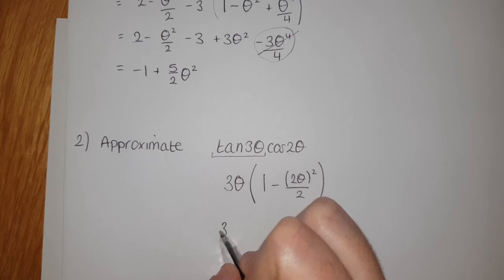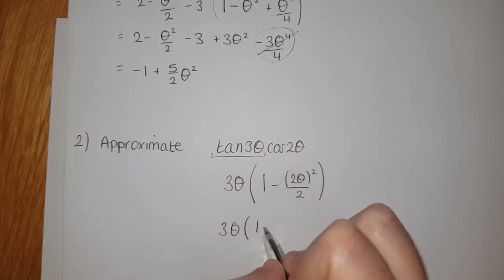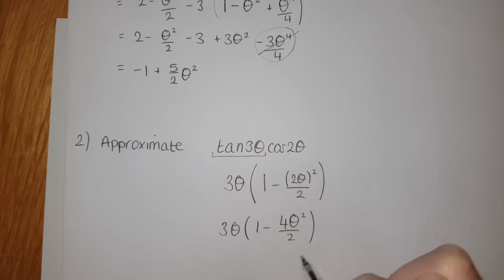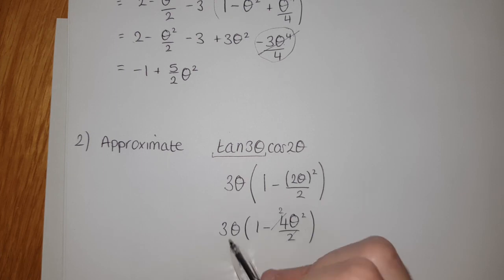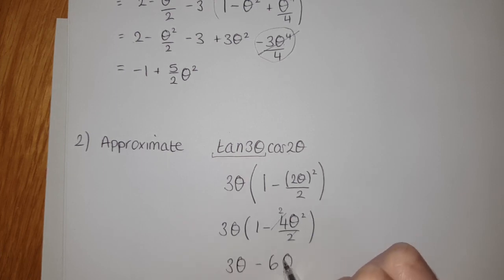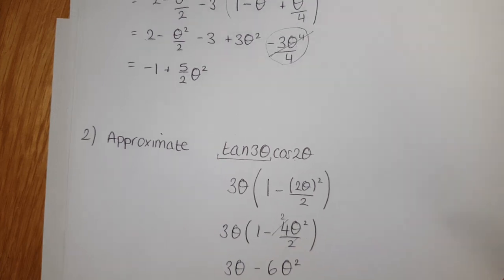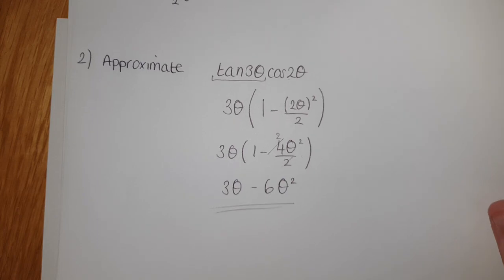In which case, leaving the 3 theta outside for a minute, I get 1 minus 4 theta squared over 2. That's obviously just going to simplify to give us 2 theta squared. In which case, if I multiply through, I get 3 theta minus 6 theta squared, and that's it. There's nothing else I can do with that answer.